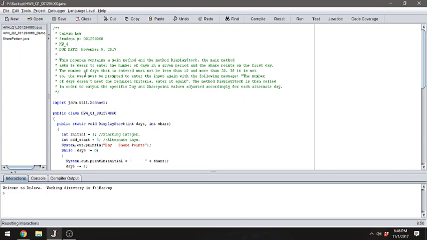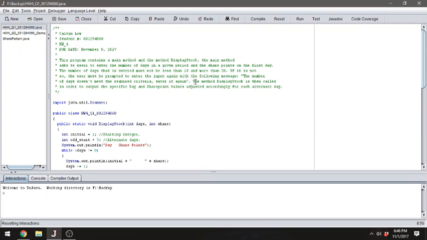The main method asks the user to enter the number of days in a given period and the share points on the first day. The number of days that is entered must not be less than 10 and more than 20. If it is not so, the user must be prompted to enter the input again with the following message. The number of days doesn't meet the required criteria.